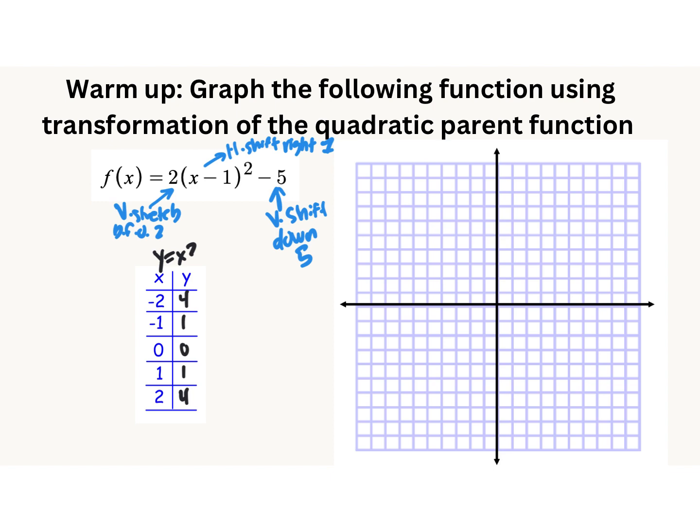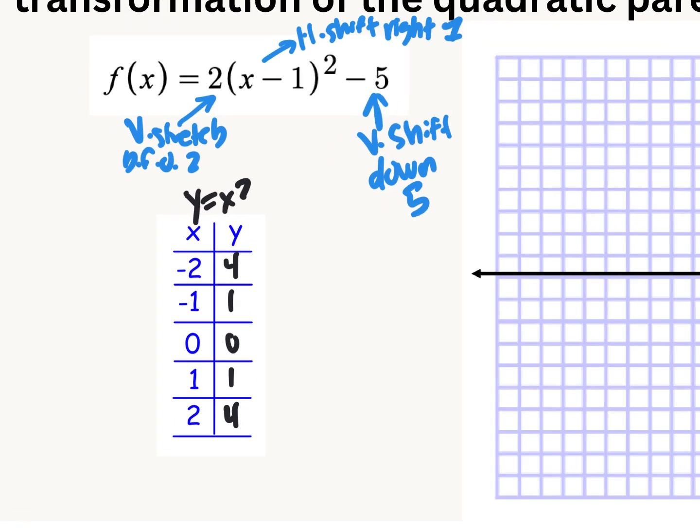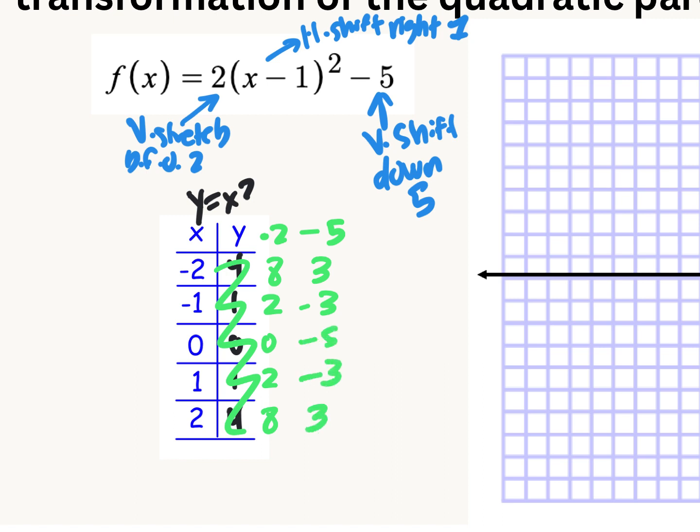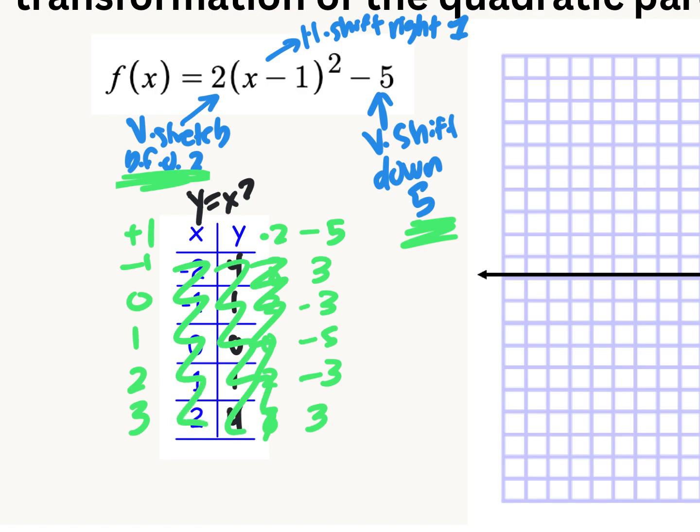So next up, I'm going to apply these transformations to my table. First, like I said, I'm going to multiply all these y coordinates by 2. So I get 8, 2, 0, 2, and 8. Out with the old, in with the new. And then I'm going to subtract 5. 8 minus 5 is 3, 2 minus 5 is -3, 0 minus 5 is -5, -3, and 3. Out with the old, in with the new. So now that I've done my vertical transformations, my stretching and my shifting, I'm going to add 1 to all these x coordinates. I'm going to move all these right 1. So -1, 0, 1, 2, and 3. Out with the old, in with the new.